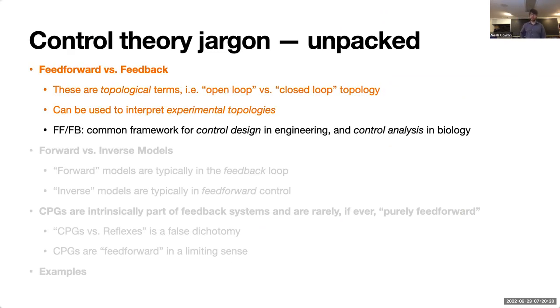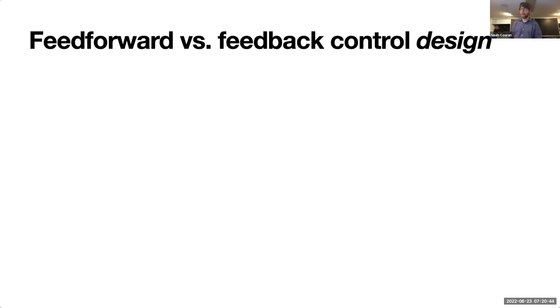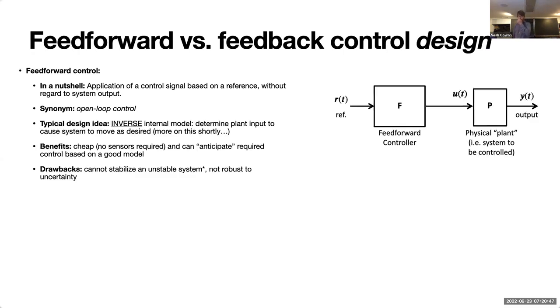But in addition to experimental topologies, I first learned about feedforward and feedback architectures as an undergraduate at Ohio State studying control theory as a way of designing control systems to achieve a certain goal. And so I want to talk just briefly about that. Feedforward control, the way it was described to me and the way it's taught in control theory curricula, is a mechanism for designing a compensator that doesn't require measurement of the output of the system that you're trying to control.